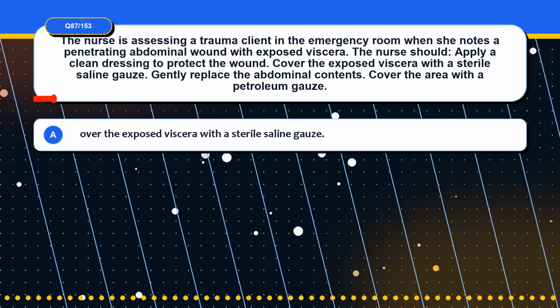Question 87. The nurse is assessing a trauma client in the emergency room when she notes a penetrating abdominal wound with exposed viscera. The nurse should apply a clean dressing to protect the wound. Cover the exposed viscera with a sterile saline gauze. Gently replace the abdominal contents. Cover the area with a petroleum gauze. Here are the options. Option A. Cover the exposed viscera with a sterile saline gauze.